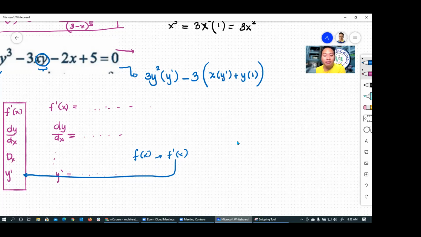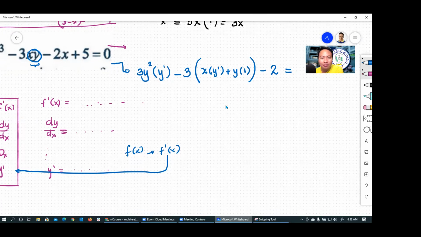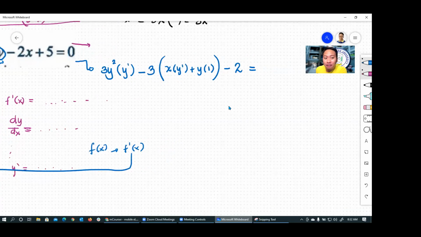Okay, good. Next, we are going to get the derivative of 2x. So what is the derivative of 2x? It's simply 2. And then the derivative of 5 is 0, so we can just get rid of that. And then what is the derivative of 0? It's also 0, because 0 is a constant.